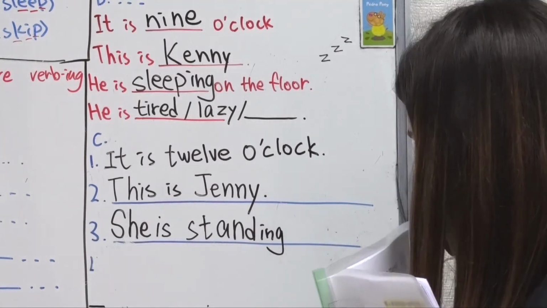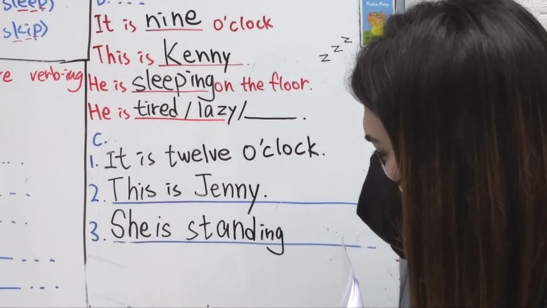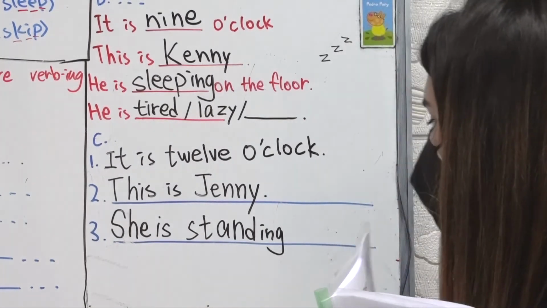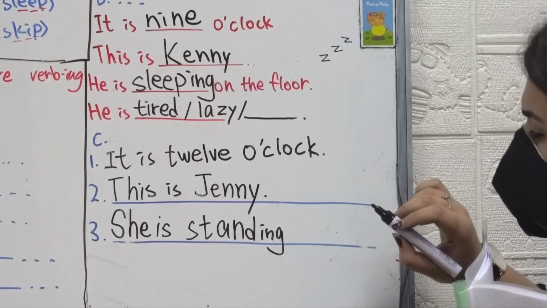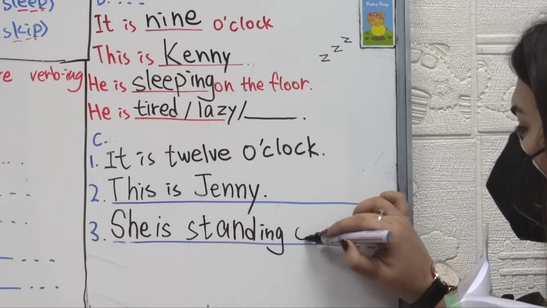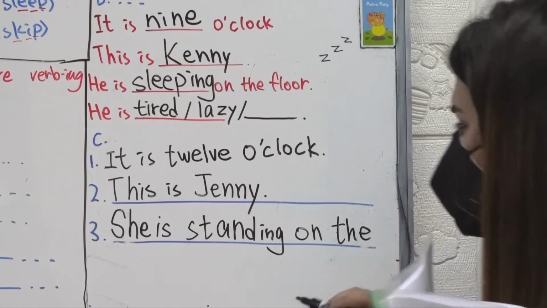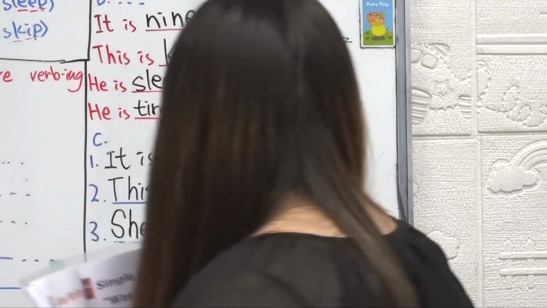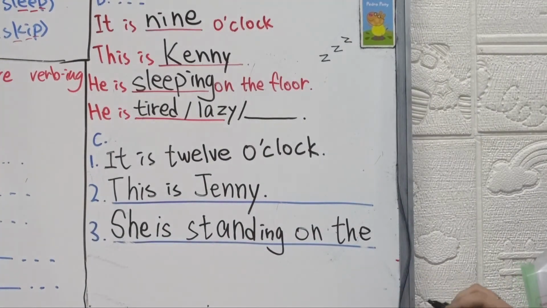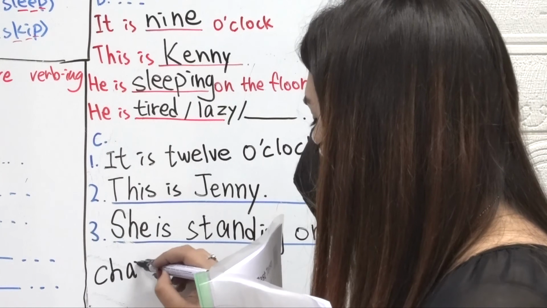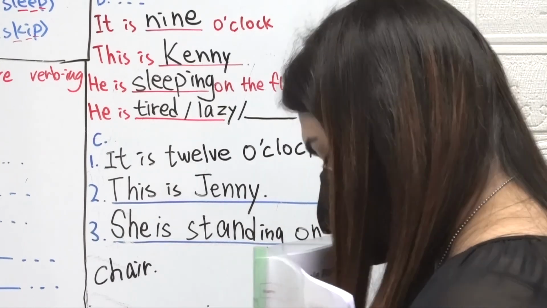So what is she standing on? She's standing. Where is she standing? Remember? She's standing under the chair? No, on the chair, right? On. O-N. The chair. How to spell chair? That should be C-H-A-I-R. Chair. Okay?